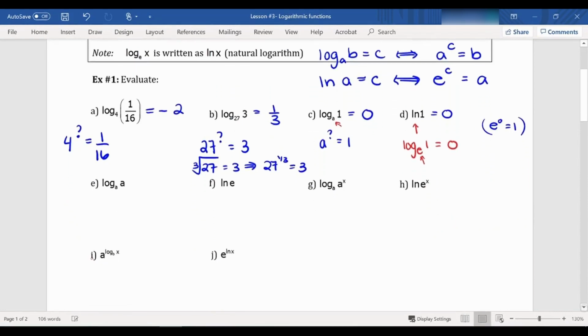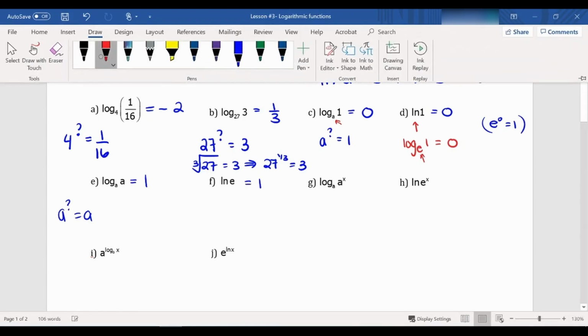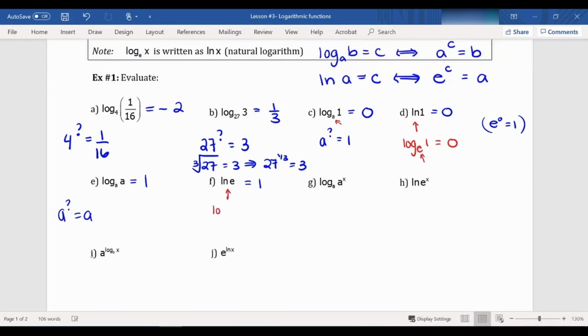Now, what if I have log base a of a? A to what power gives me a? A to the power of 1 would give me a, so this is equal to 1. Ln of e is also equal to 1. And again, I can rewrite this as log base e of e, and that would equal 1 because e to the 1 equals e.